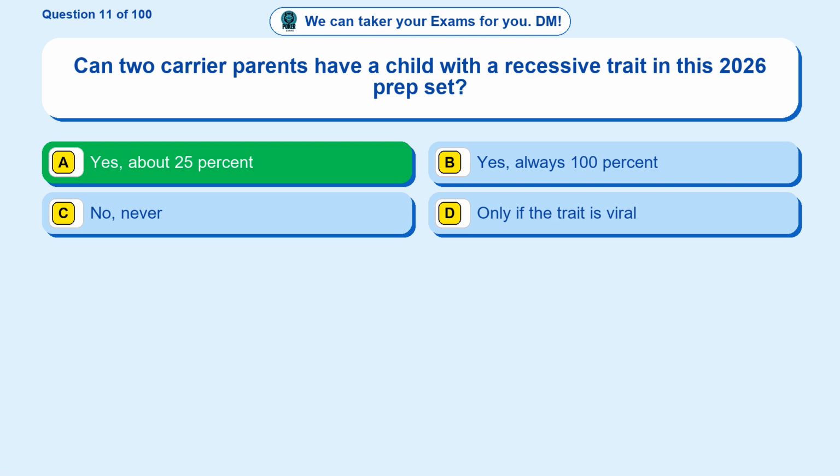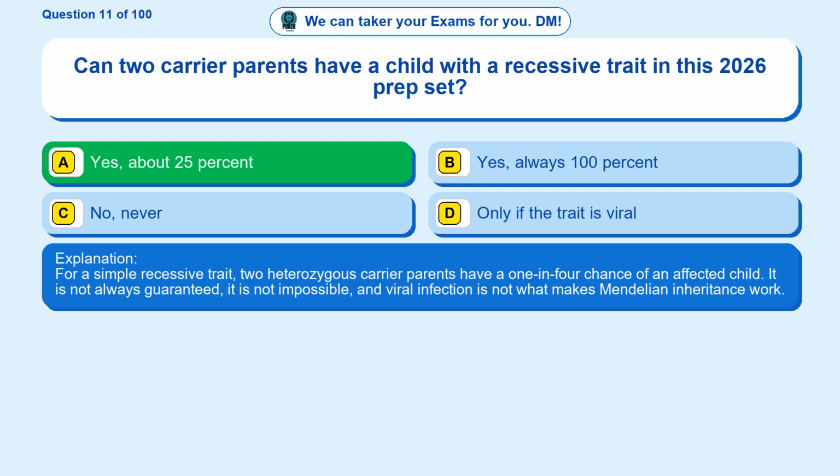Yes, about 25%. For a simple recessive trait, two heterozygous carrier parents have a 1 in 4 chance of an affected child. It is not always guaranteed, it is not impossible, and viral infection is not what makes Mendelian inheritance work.